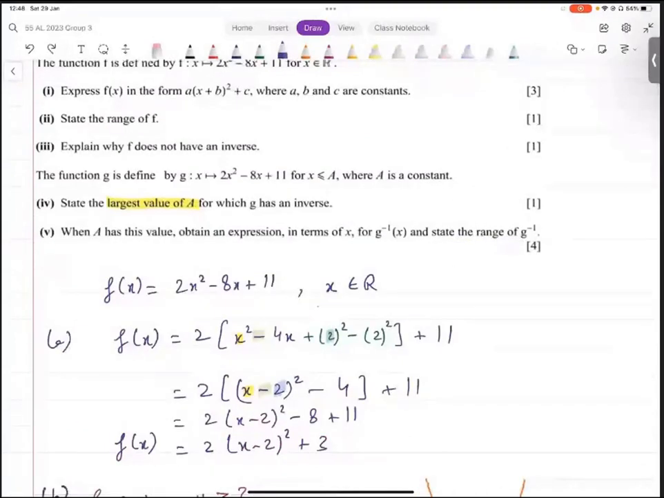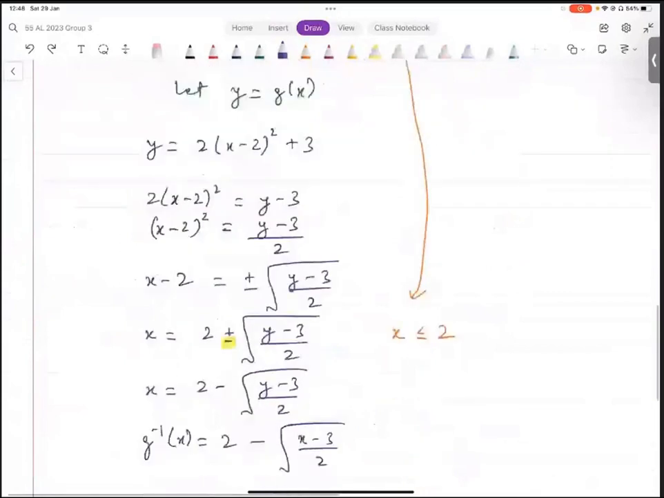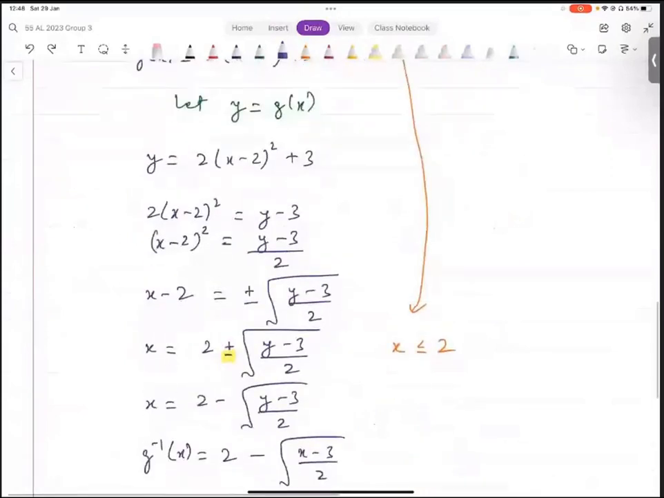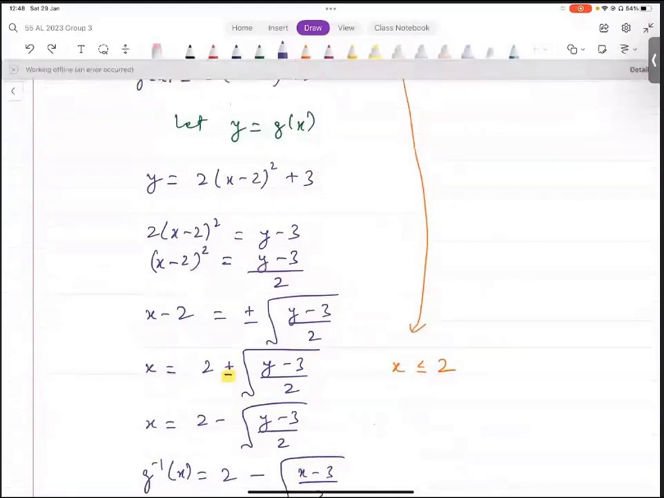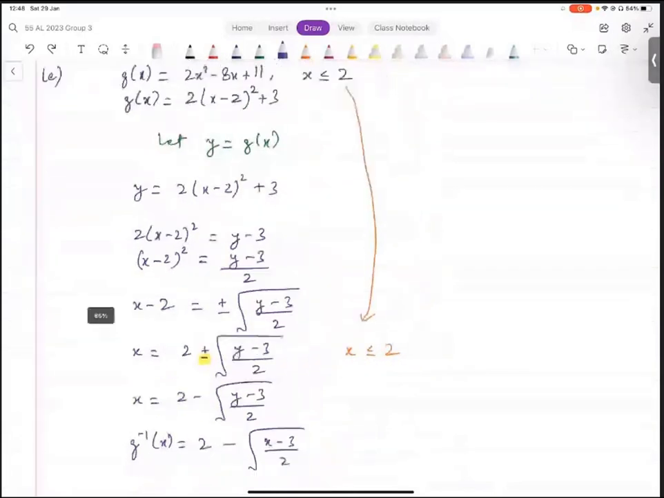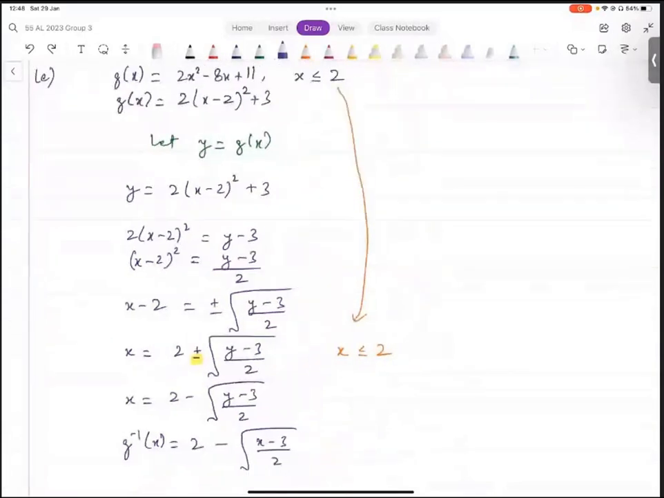You have to state the range of g inverse as well. What about that? What's the range of this inverse function? X less than or equal to 2. What is range? The domain is values of x, the range is values of y. It won't be x, it will be y. What will y be? Y is less than or equal to 2, right?